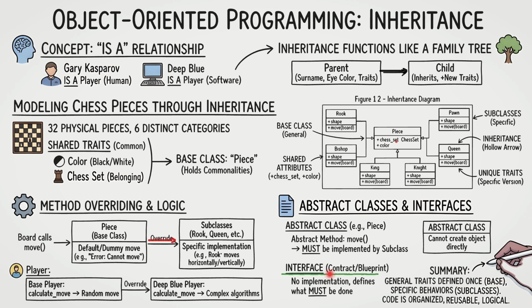To summarize, inheritance allows us to build a hierarchy where general traits are defined once and specific behaviors are tailored in subclasses, ensuring our code is organized, reusable, and highly logical.